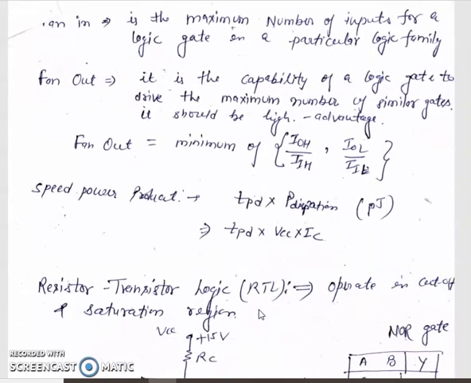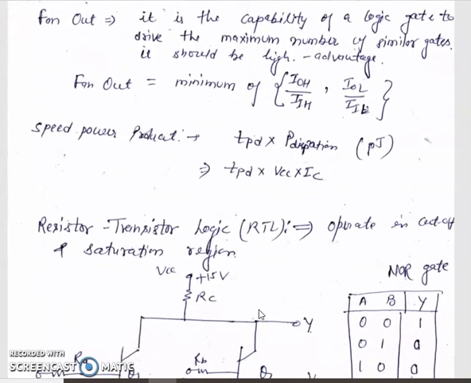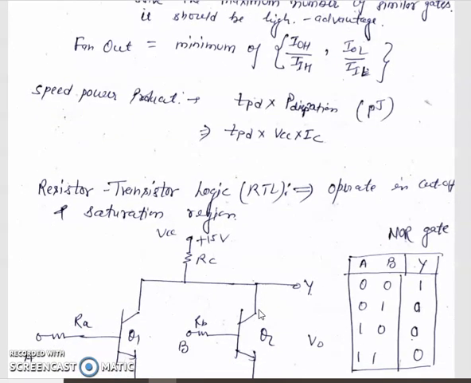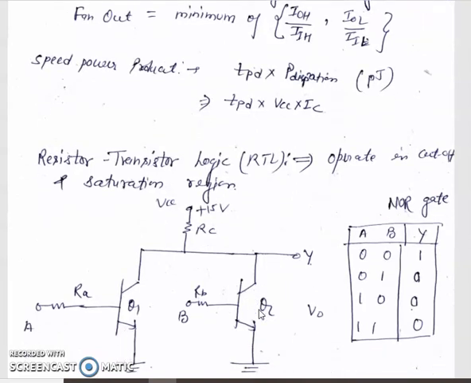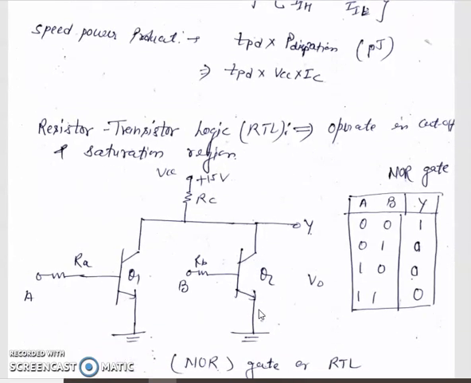Okay, we want to be familiar with TTL because it is covered in our syllabus, but before TTL we should go through a number of logic families. First one is resistor transistor logic. This is denoted by RTL. It operates in cutoff and saturation region. This logic family is a combination of resistor and transistor, and the logic works in cutoff and saturation region.